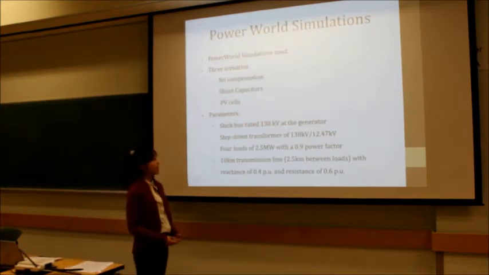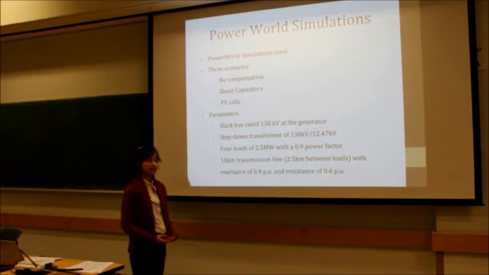We have shown through PowerWorld simulations 3 different scenarios for the voltage profile. First, there is no compensation. Second, we have installed shunt capacitors. Third, we have installed photovoltaic cells to replace the shunt capacitors. For each of these scenarios, the parameters of the slack bus of 138 kilovolts of the generator are the same.